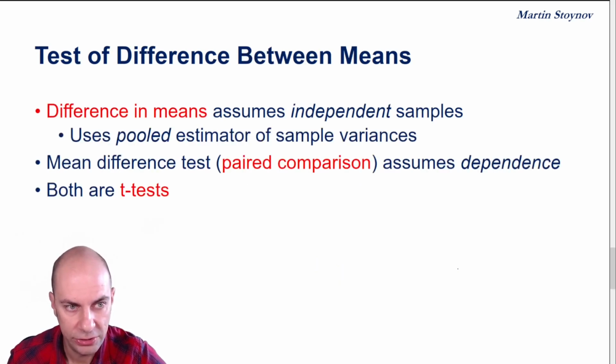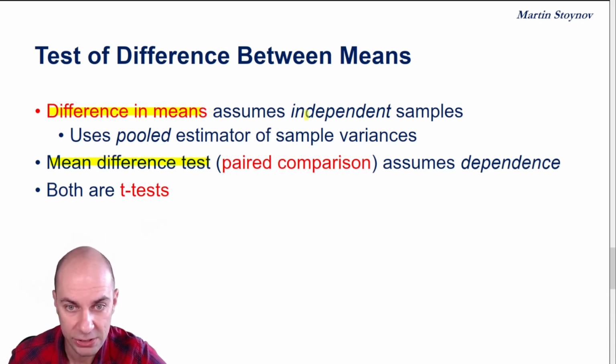So the next test that you need to be able to perform is the test of difference between means. There are actually a couple of tests. One is known as the difference in means test. The other one is known as the mean difference test. So there's a bit of a game of words here.